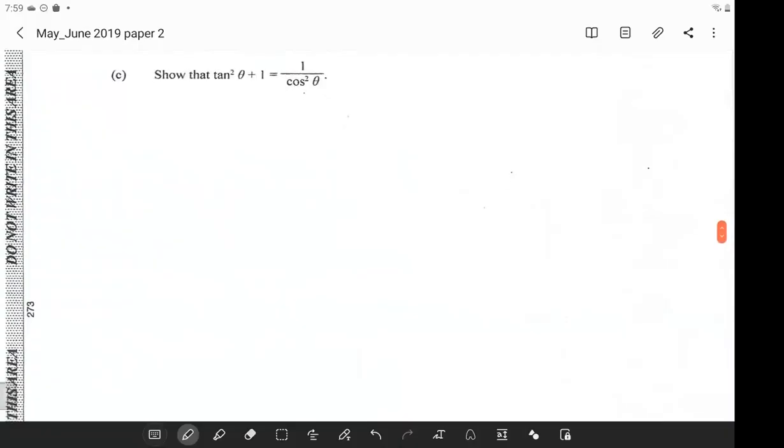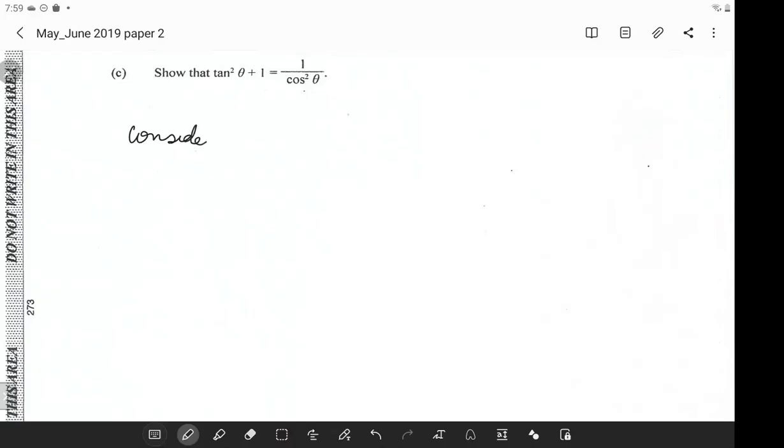Part C. Show that tan squared theta plus 1 is equal to 1 over cosine squared theta. Some of you may know this as sec squared, or secant squared of x, but they want it in this form. So consider tan squared theta plus 1. We want to consider that side and work towards the other side.